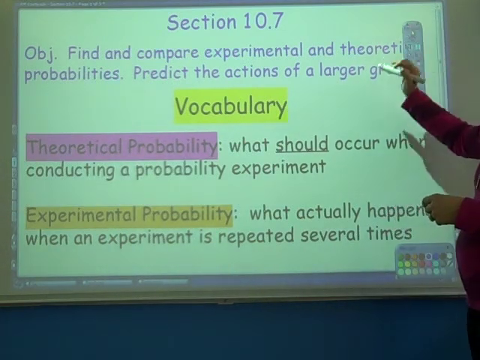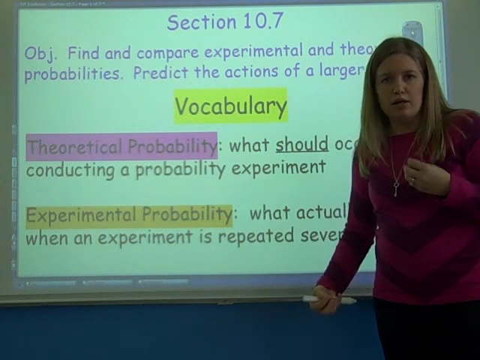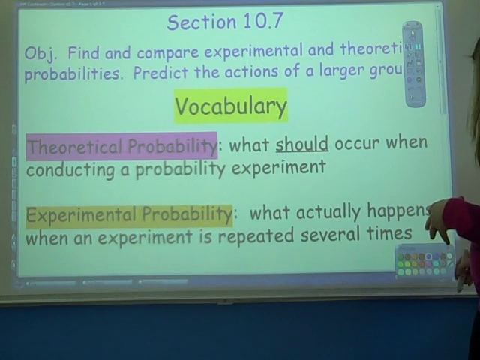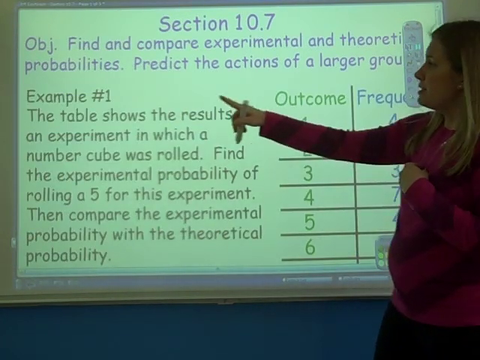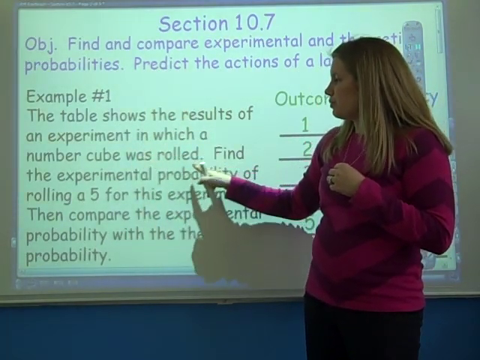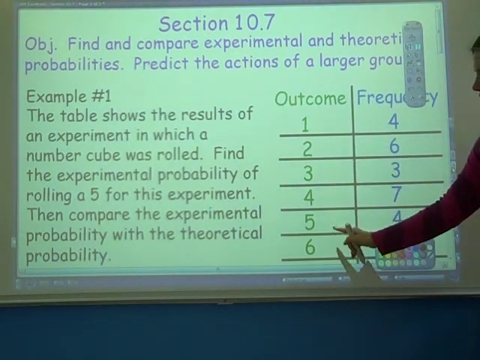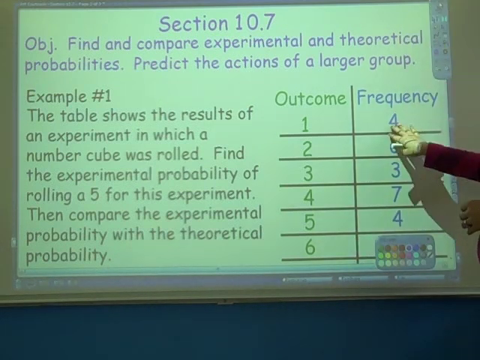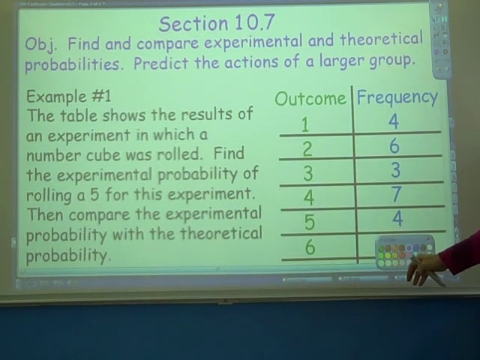So let's look at some of both of these kinds of problems. We're going to do 4 problems. You're going to write down all of the problems. Again, you're going to write down all the problems and the work, and we'll do more in class. So, number 1. The table shows the results of an experiment in which a number cube was rolled. So here you can get either a 1, a 2, a 3, a 4, a 5, or 6. These are the possible outcomes. When they rolled the 1, they got it 4 times. A 2 was 6 times, and so on. So this is how many times they got each number.